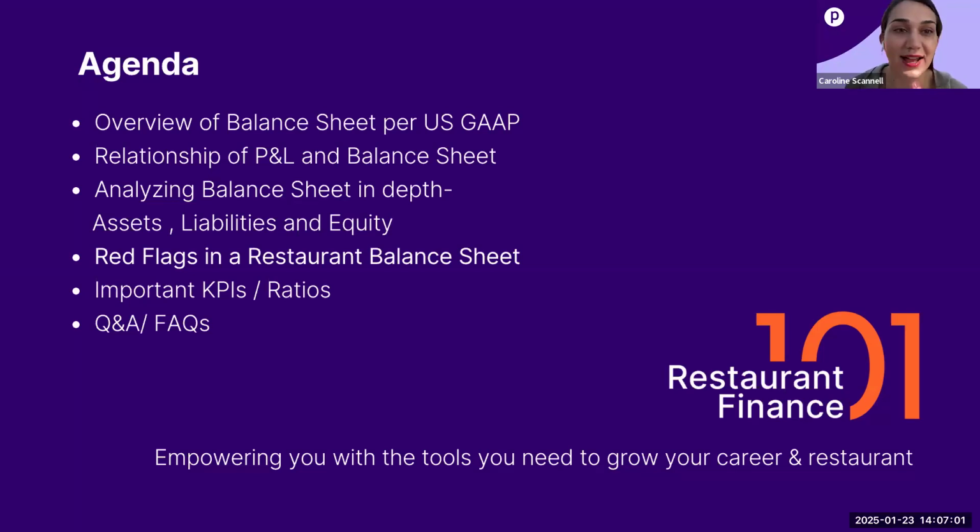Then we'll discuss the red flags and green flags that you might find in a restaurant balance sheet, just so that you know as you're reviewing your own. We'll talk about some important KPIs and debt ratios that you should keep in mind as you're reviewing your business or another business. And then, as I mentioned, we'll go into the Q&A.